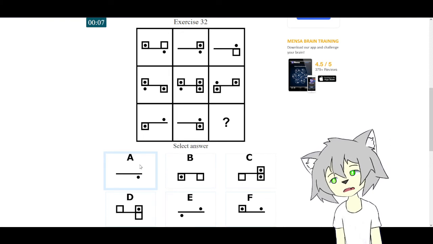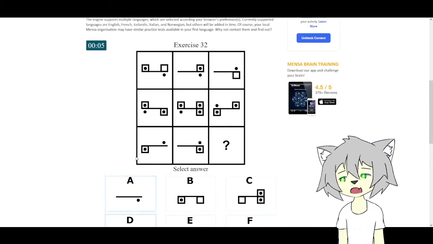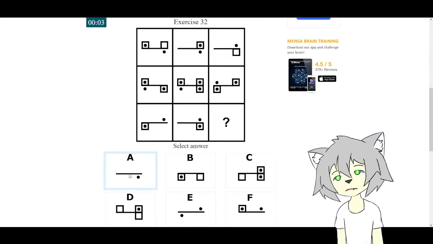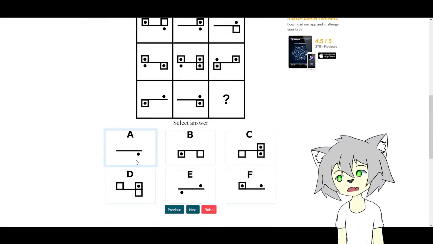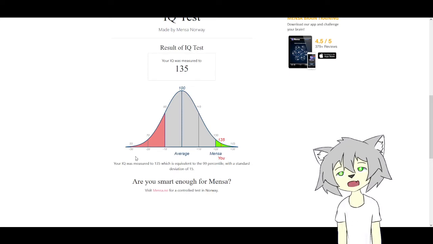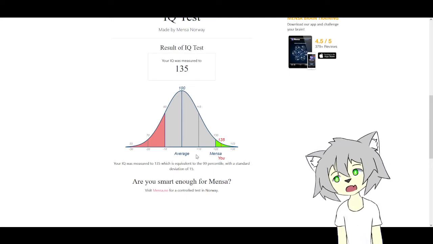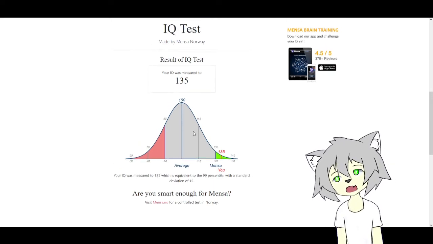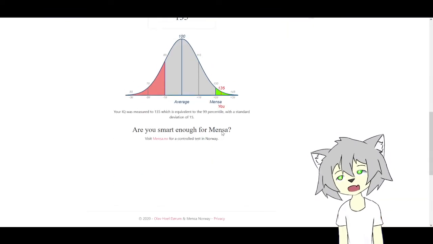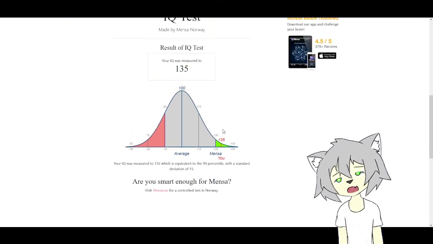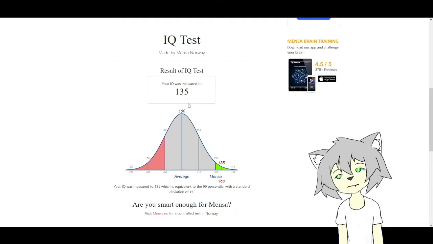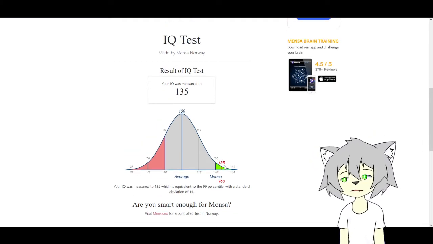I am running out of time. Well, it really can only be, I guess, A. God damn it. 135. For real? Huh, that's an improvement.